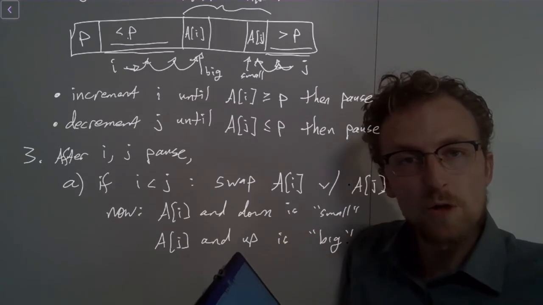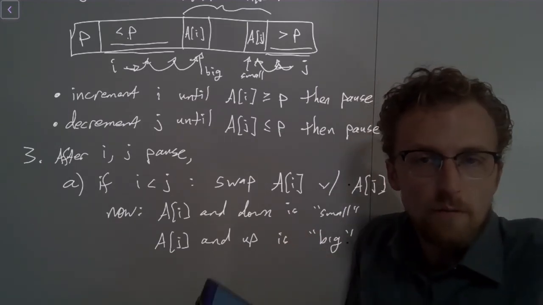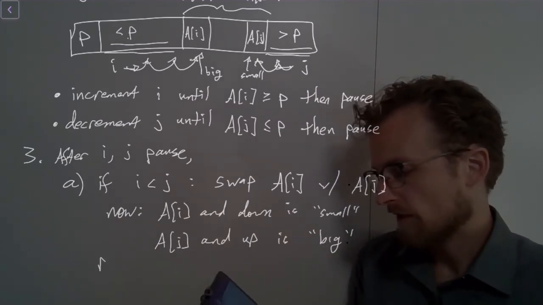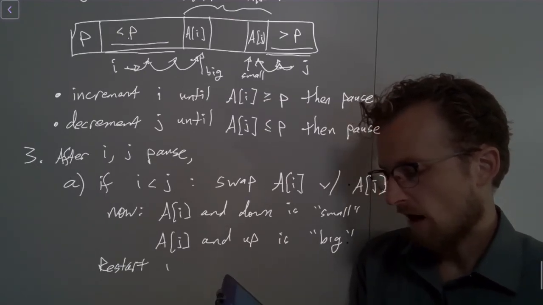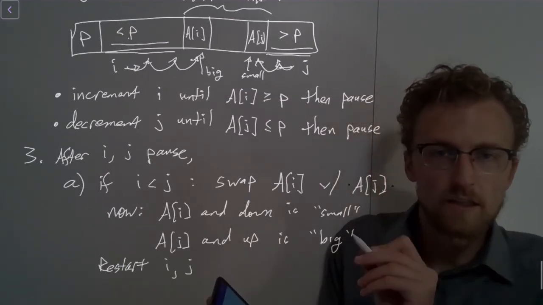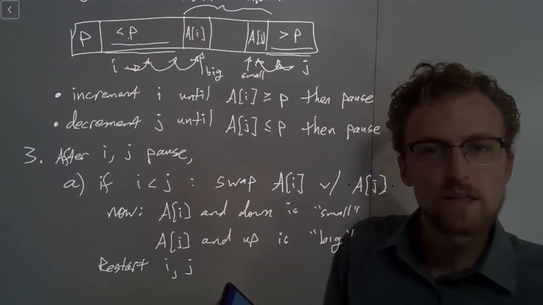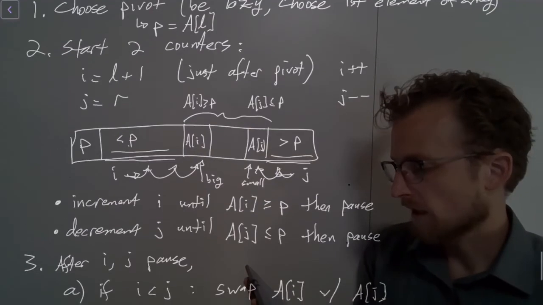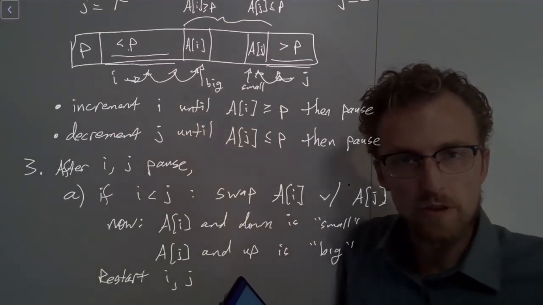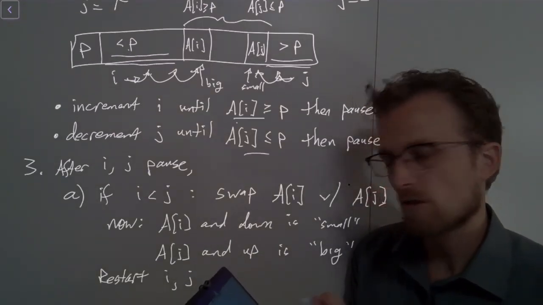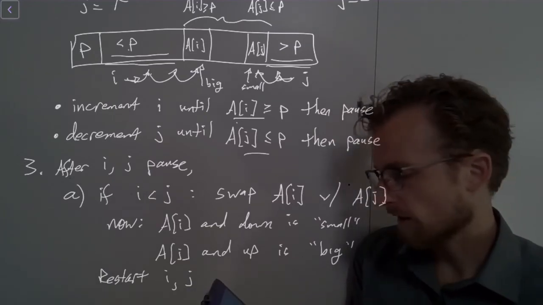So now we've swapped those, and now we restart the counters, right? So now restart i and j. I can continue incrementing and j continue decrementing, and the same rule applies. You keep going until this condition or this condition is satisfied.